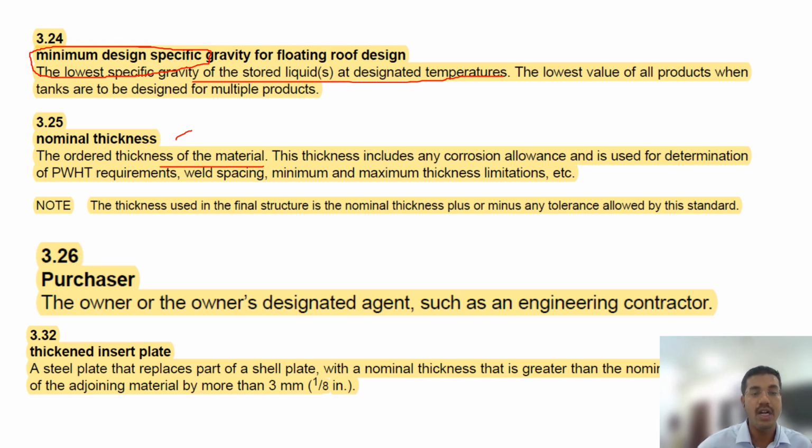Nominal thickness, as I explained earlier, is the ordered thickness of the material. How much thickness you ordered, that is called the nominal thickness. The thickness includes any corrosion allowance. Okay, the corrosion allowance is included.